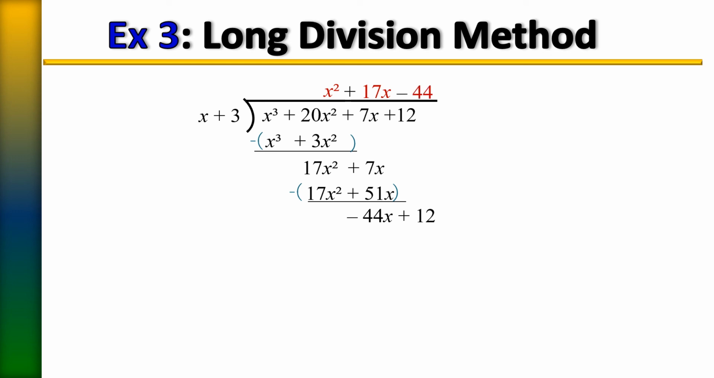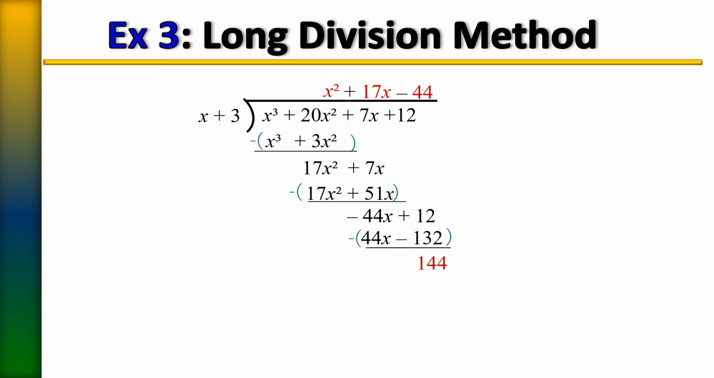Now we're going to distribute that negative 44 with both of the terms outside on the divisor. So ready? Negative 44 times x equals negative 44x. Negative 44 times 3 equals negative 132. Subtract, everyone becomes their opposite, which means we're going to bring down 144. We don't have any more terms to bring down, so this is our remainder.